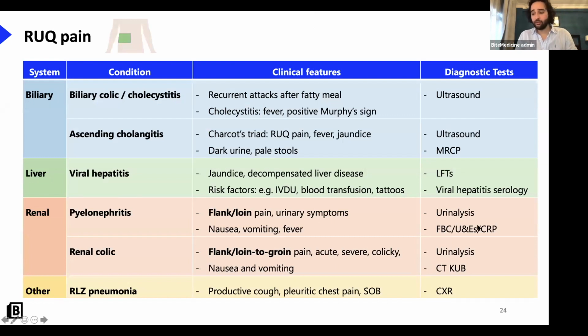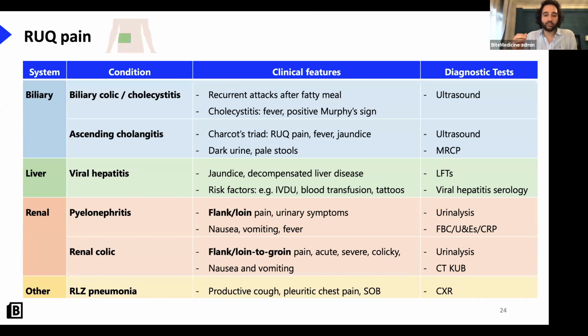So here are some key causes of what we've talked about already. We've talked about some biliary ones, liver ones, and some renal ones as well. So hopefully you understand a little bit more about these. Renal colic is an important one to mention as well. We haven't got a case on it, but remember, if you've got renal colic, you've got a stone somewhere. It could be nearer the pelvis of the kidney.